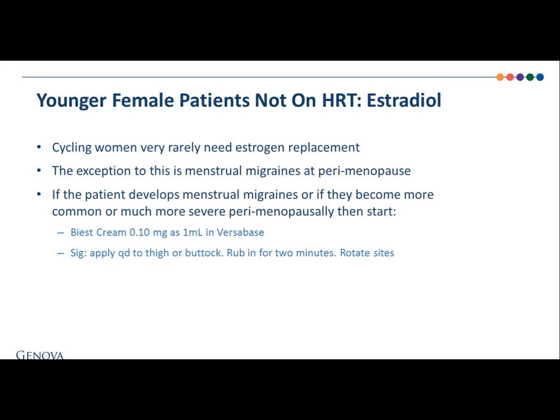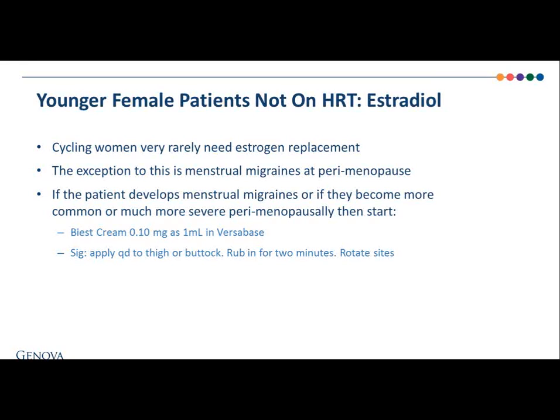I give a baby dose of bi-est cream, which is estradiol and estriol, at 0.10 milligram cream QD. Put it on the thigh or buttocks. It has to be an area of fat. Women, no matter what they weigh, tend to have more, quote, fat cells, end quote, on the thigh or buttocks. Rub in for 2 minutes, again, rotate sites.